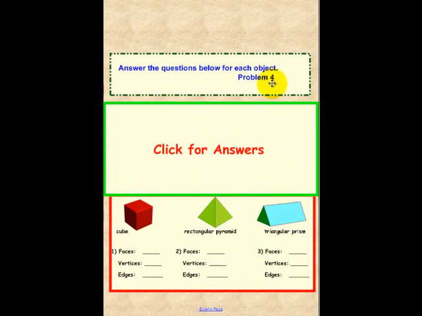Problem number 4, a little bit different than the other ones. You'll notice that we have a cube, a rectangular pyramid, and a triangular prism. And we have to find out the faces, the vertex, and the edges for all 3. If you would, please pick up an object while the teacher pauses the video to solve this problem. Thank you.